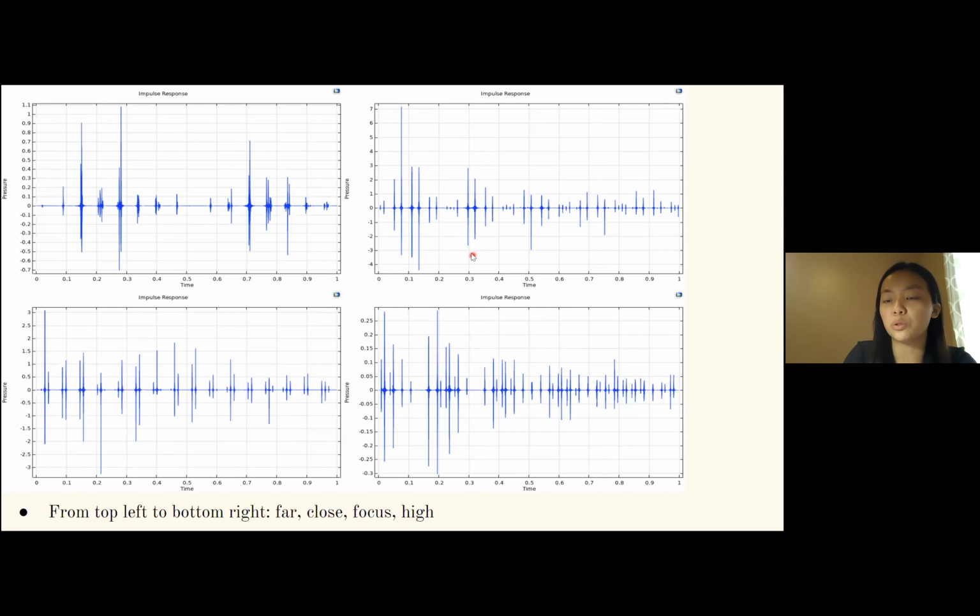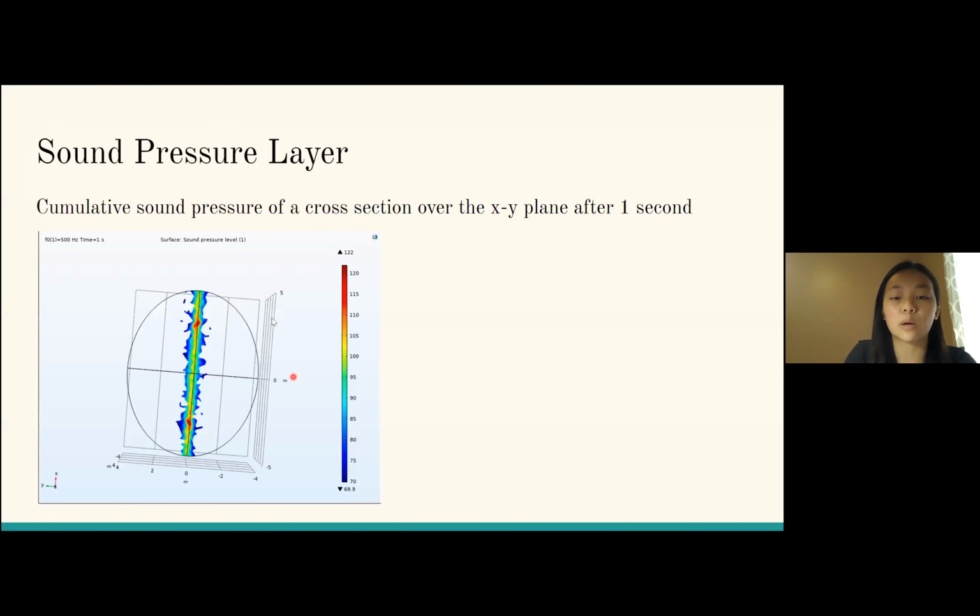However, this was due to the fact that it was extremely close to the sound source, and this would not actually be the most effective due to the fact that it is only receiving linear sound, which if we return to our sound pressure layer, we will see that that fact is shown because the foci do end up receiving more overall pressure.